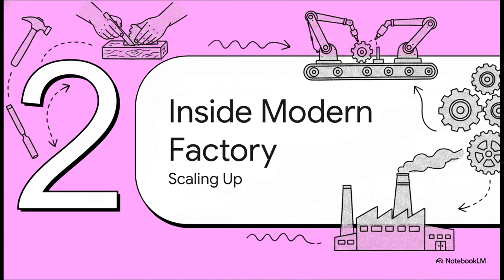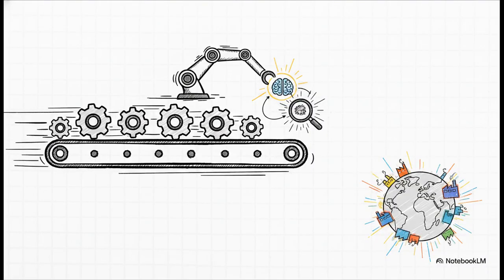Moving right along to Section 2, Inside the Modern Factory, where we talk about scaling up. So we know what manufacturing is in theory, but let's look at the modern era. Humanity has largely moved away from the literal primitive meaning of manufacturing, which actually means to make by hand, and shifted toward these massive mechanized operations.